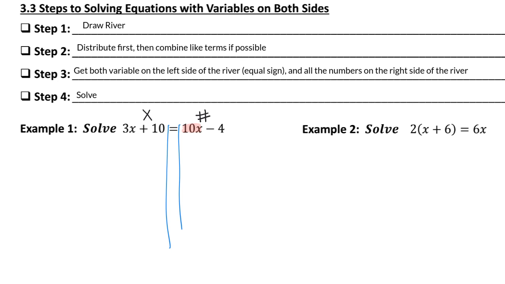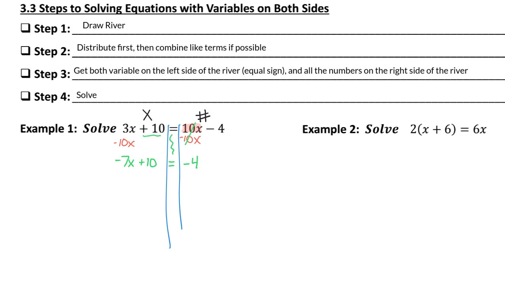So this is a positive 10x, so I'm going to subtract 10x on both sides. So I'm subtracting 10x. These x's cancel. 3 minus 10 is negative 7x. I haven't done anything to this 10, so he comes along. I bring my equal sign down, and now I'm left with a negative 4 over here.